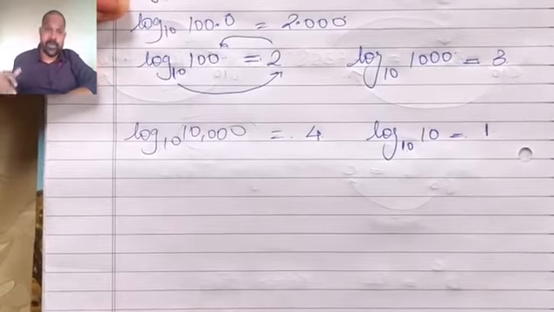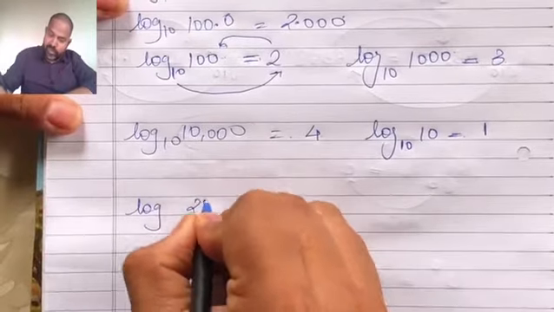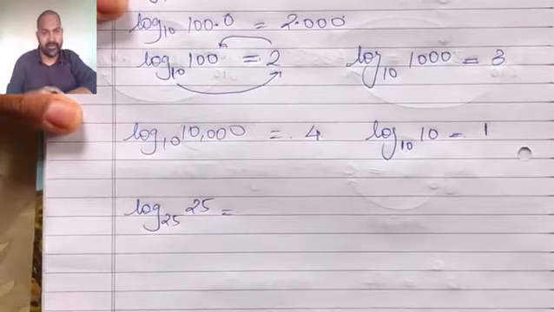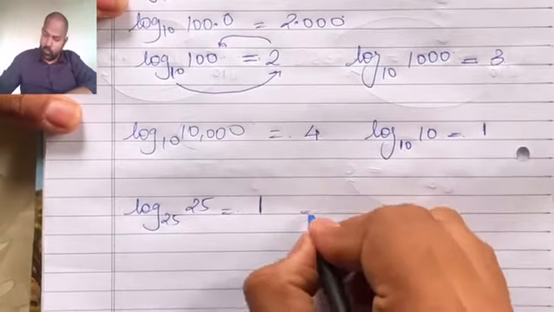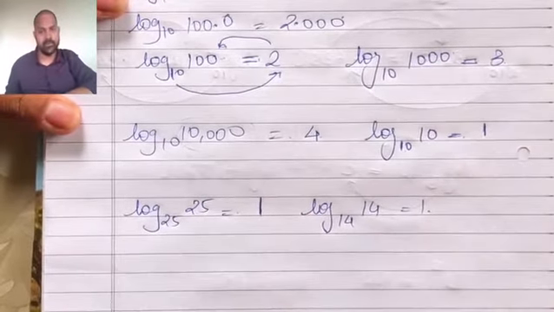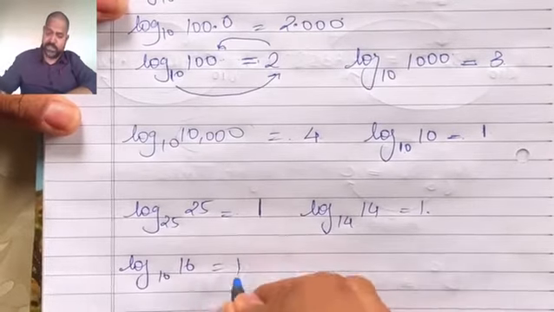What if it is something different? Whatever it is, if I ask you what is the log of 25 to the base 25? 25 is the first power of 25. Then the answer is 1. What is the log of 14 to the base 14? 1. What is the log of 16 to the base 16? 1.